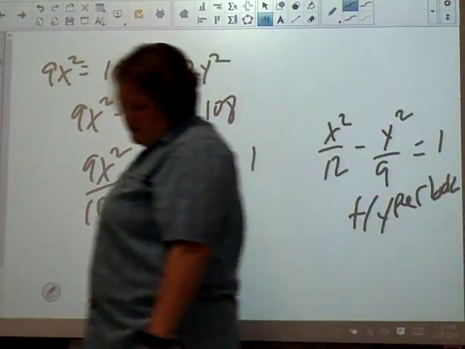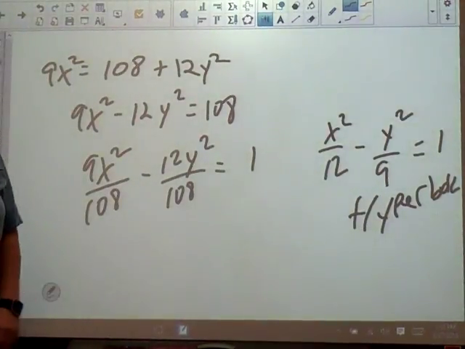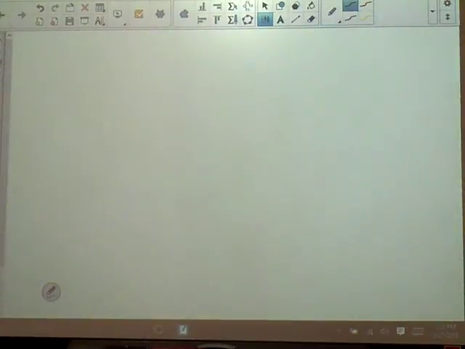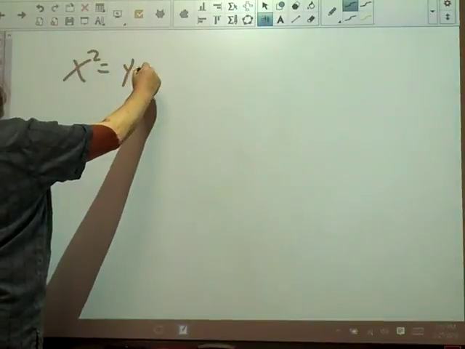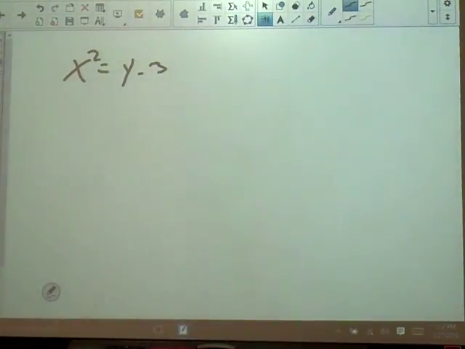Alright, let's look at this, it will be an easy one. Is that a hyperbola, an ellipse, a circle, or a parabola? It should be that fast. No work, you've got to do it all.